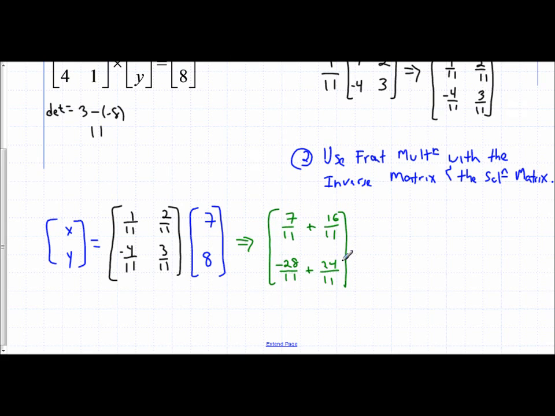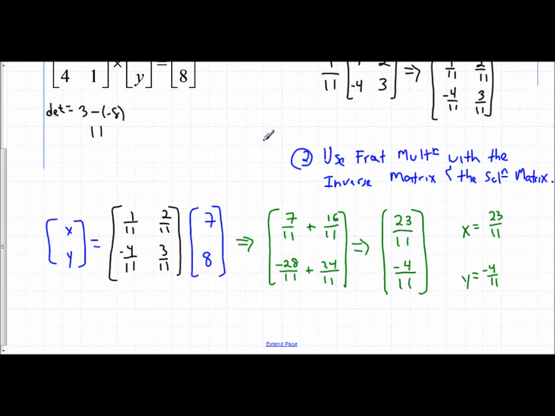And then we just perform the math. 7/11 plus 16/11 is 23/11. -28/11 plus 24/11 is -4/11. And so this matrix represents our x and our y. So I can see that x is equal to 23/11 and y is equal to -4/11. So we use our inverse matrix with front multiplication with the solution matrix. Perform the multiplication and that gives you your answers.